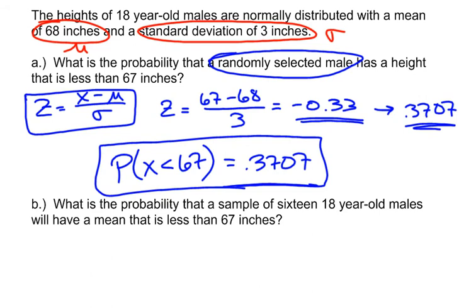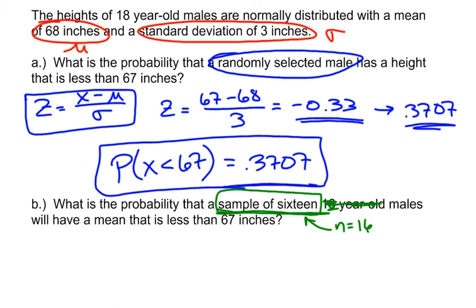Part B, though, asks us the question, what is the probability that a sample of 16 18-year-old males will have a mean that is less than 67 inches? So we're still looking to see if we can come in less than 67 inches, but now we have a sample of 16 18-year-old males. Now don't be confused by the 18, that's just their age. We have a sample size of 16, so that should tell you that we have an n equal to 16.